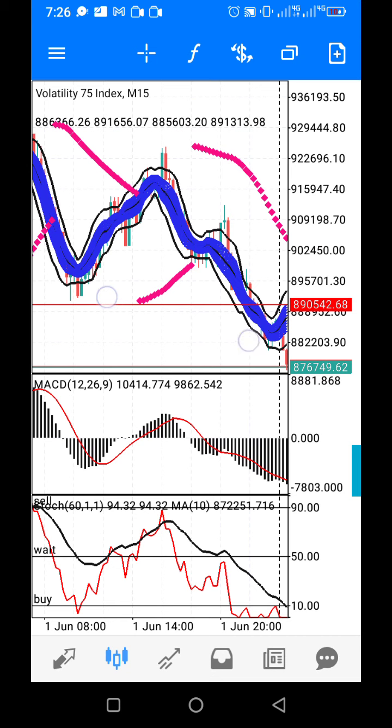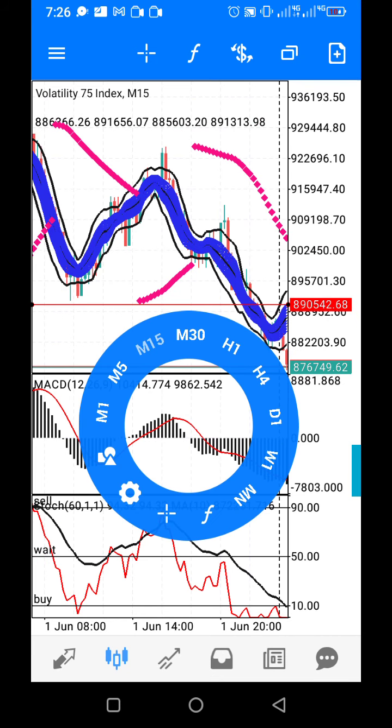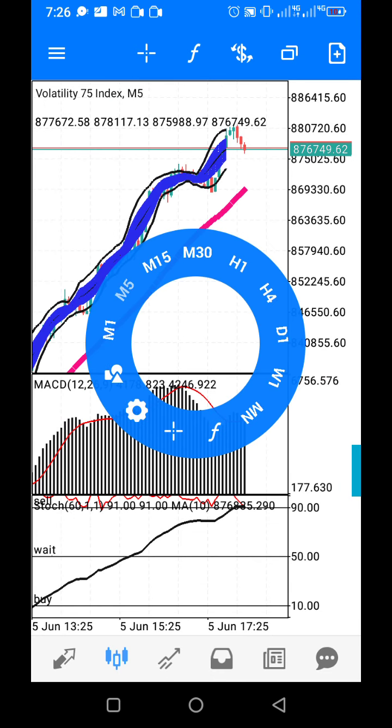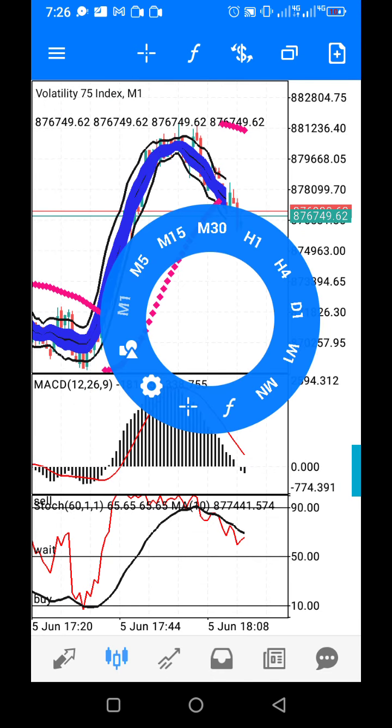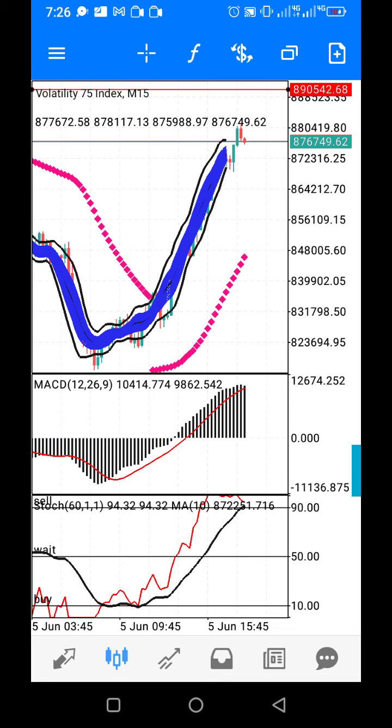Then if you want to, you can change. But for me, the 15-minute time frame is the best. You can change your time frame. You can put a 5-minute time frame. I put 1 minute. But I prefer the 15-minute time frame to make me catch a lot of pips.